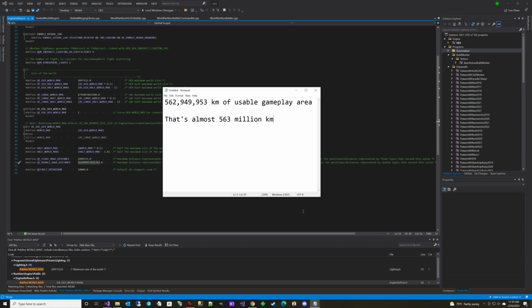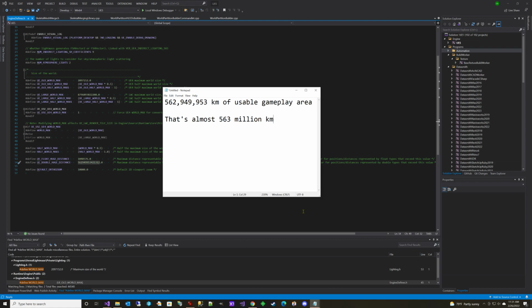It still doesn't mean you're necessarily going to be able to have a world that's 563 million kilometers, depending on your game, because if you have a landscape that's not procedurally generated, have fun storing the vertices for 563 million kilometers of space. It's not going to fit on anyone's hard drive.